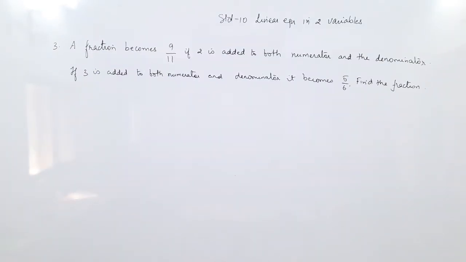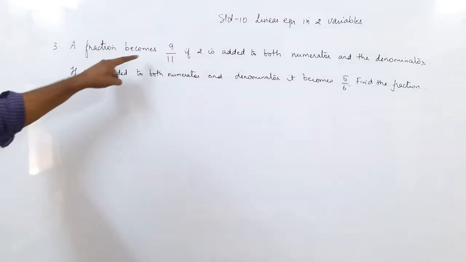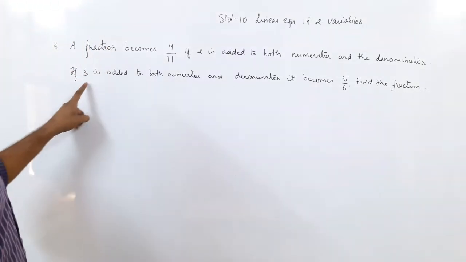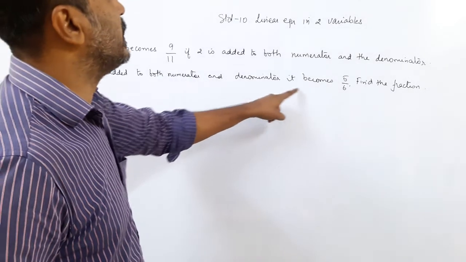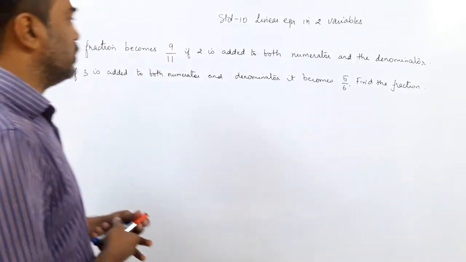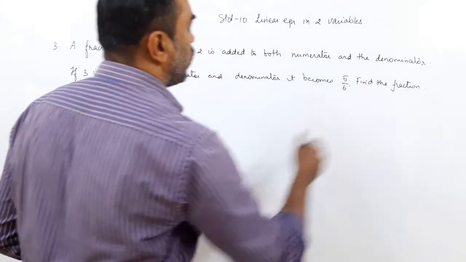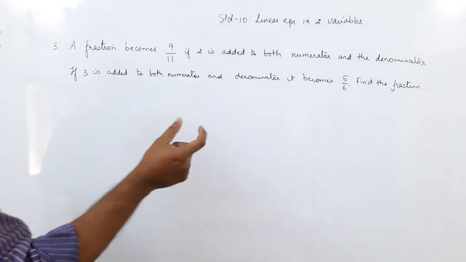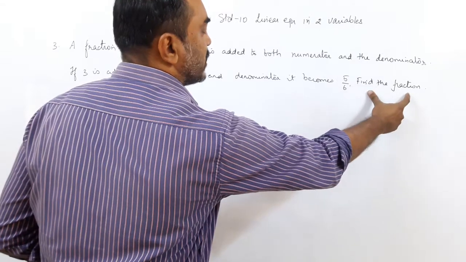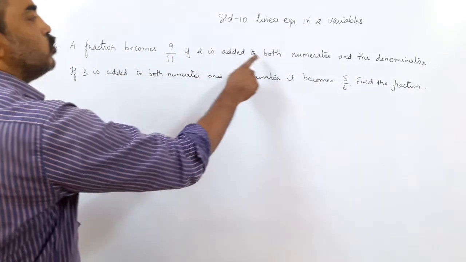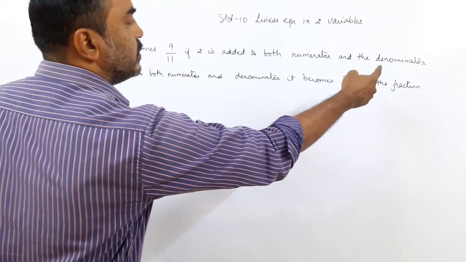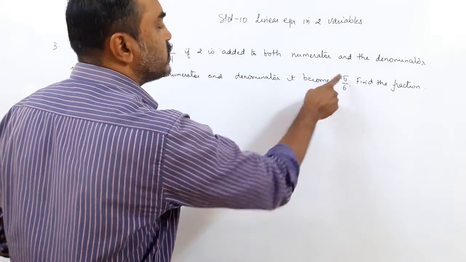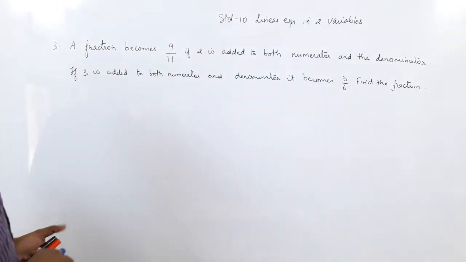So we have one other sum on the board. A fraction becomes 9 upon 11 if 2 is added to both numerator and the denominator. If 3 is added to both numerator and denominator, it becomes 5 upon 6. Find the fraction. So in this question, we have to find the fraction. Now what is the fraction? The fraction is a numerator and a denominator. We have no idea what is the numerator and denominator. But when 2 is added to both the numerator and denominator, the fraction becomes 9 upon 11. If 3 is added to both, it becomes 5 upon 6. We have to find the fraction.